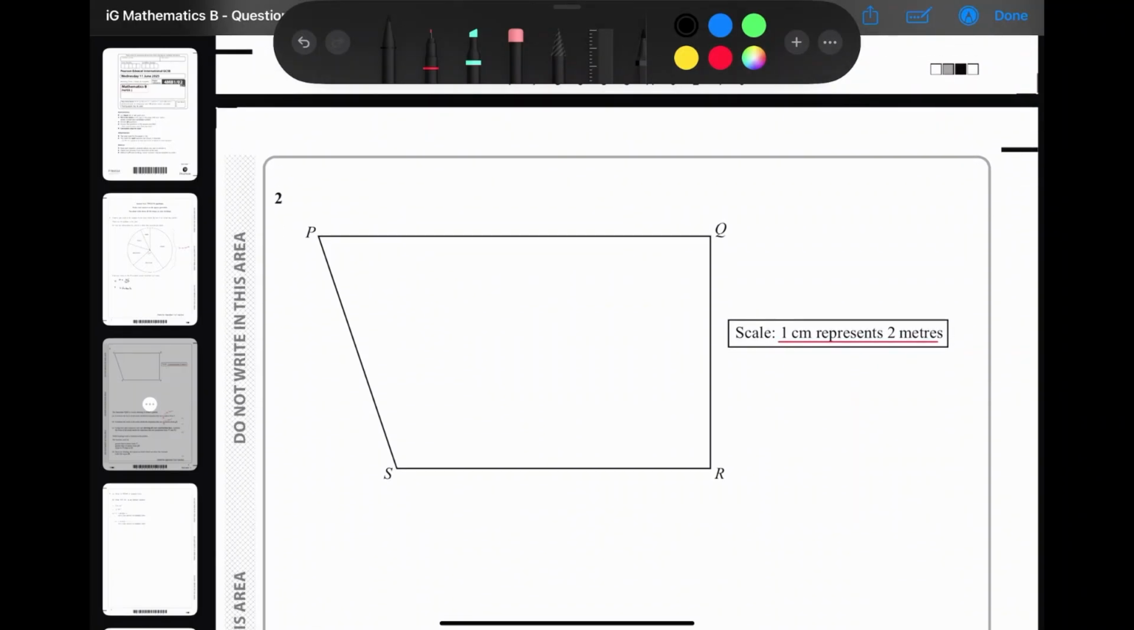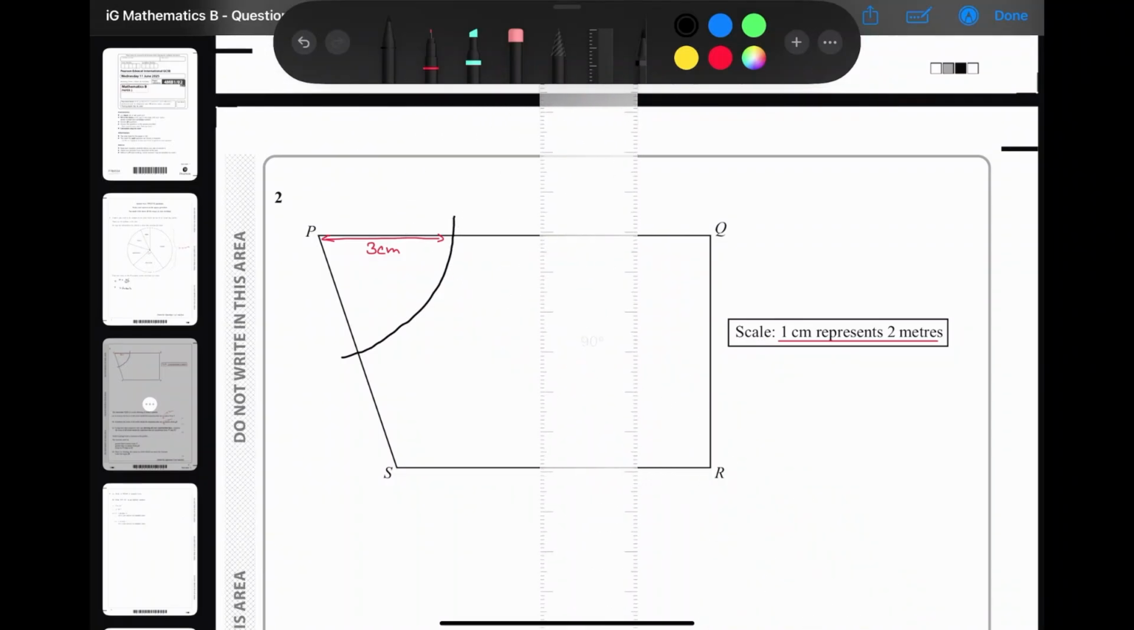This is the first one, radius of 6 meters from P. The distances are estimated. Don't copy this, measure it on your own. This is the second one, the line 12 meters from QR.